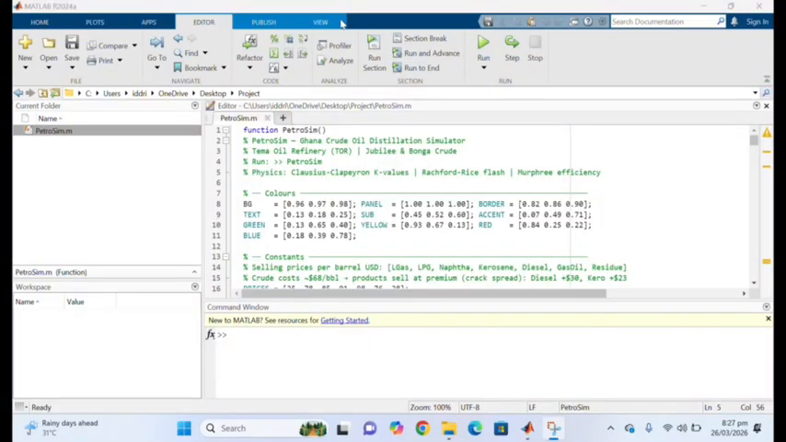Have you ever wondered how crude oil becomes fuel for your car or gas for your kitchen? Well, what if I told you we built a simulator that does exactly that right on a computer?